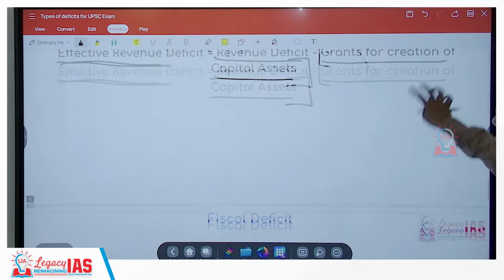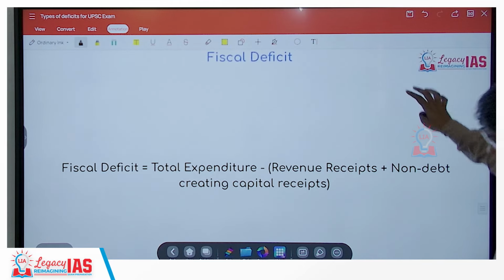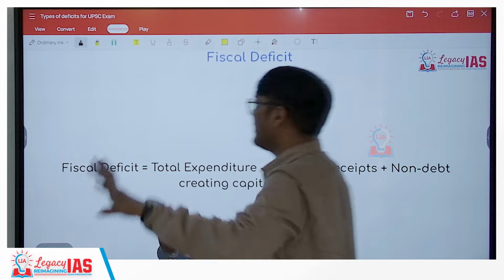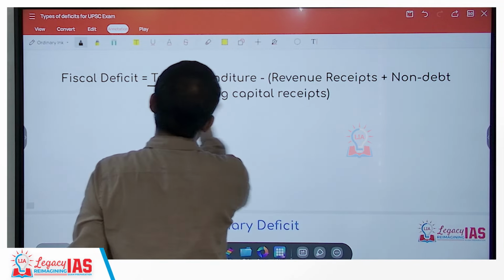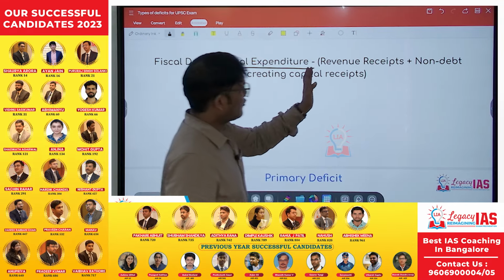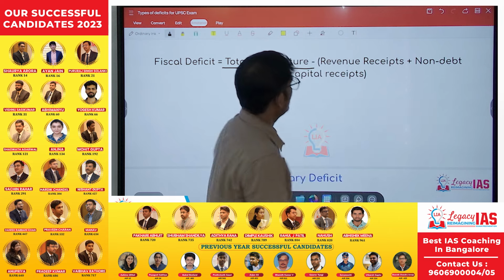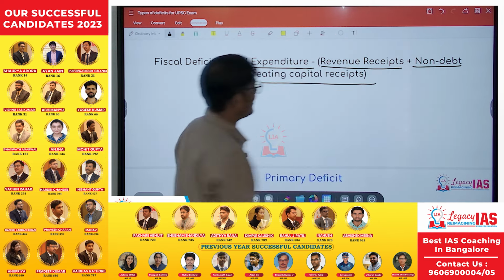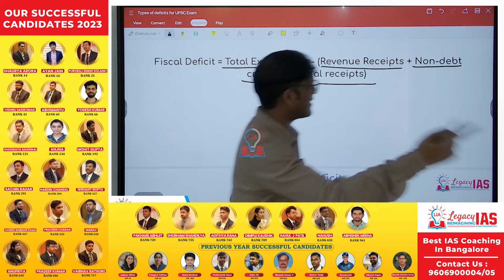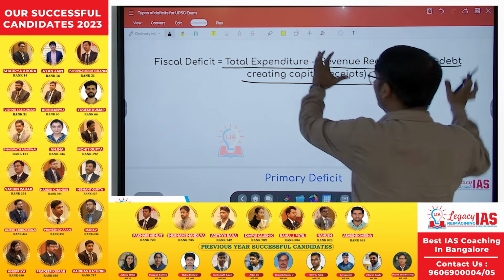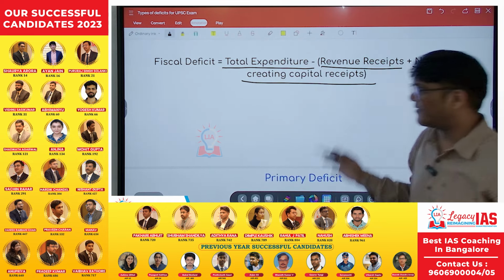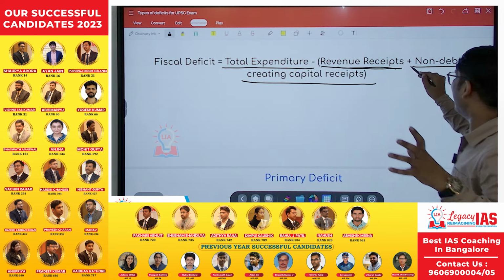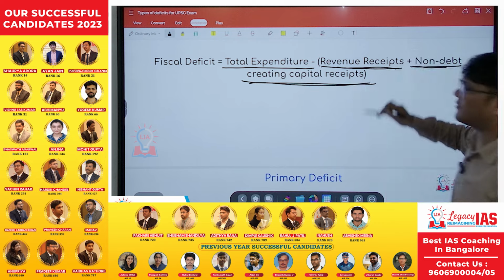I hope this is clear. Now comes the fiscal deficit. Now in budget deficit it was total expenditure minus total receipts. In fiscal deficit it is total expenditure minus, instead of total receipts, revenue receipts plus non-debt creating capital receipts. You are not subtracting the entire receipts, you are subtracting revenue receipts plus non-debt creating capital receipts.